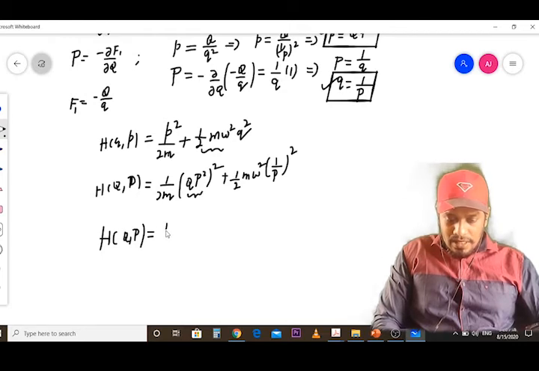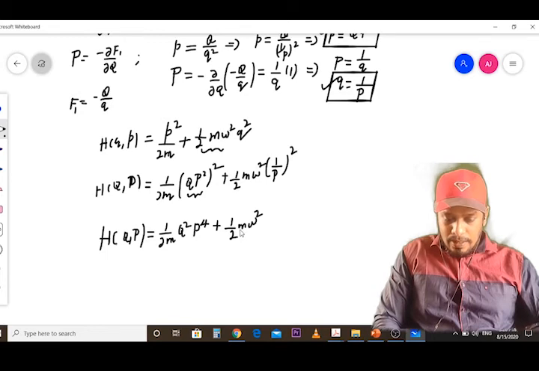If I square this value, you will get capital Q square P power 4, because after squaring it gives this value. Then the term half m omega square times 1 by capital P square. This is the transformed Hamiltonian.